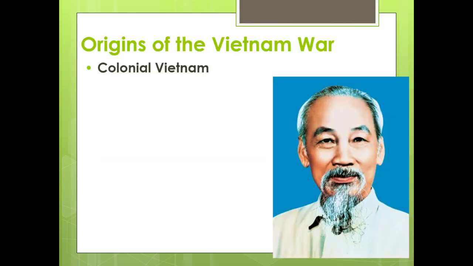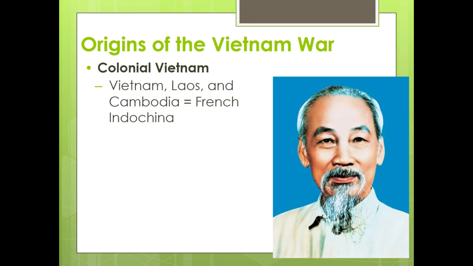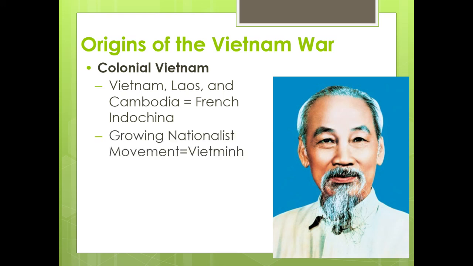So the origins of the Vietnam War start with colonial Vietnam, which is under the rule of the French, and this is called French Indochina. So France conquered the area of Vietnam, Laos, and Cambodia, and they really don't appreciate this. So there's a growing nationalist movement called the Viet Minh, led by the man you see on the right, and he is Ho Chi Minh.